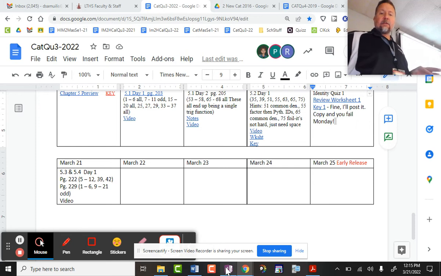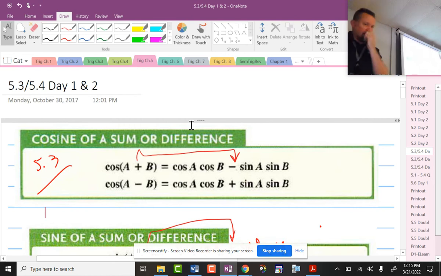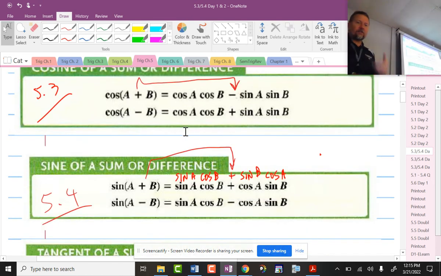Communism, so I can do what I want. All right. So here's our sum and difference formula. Sorry for just starting the video now, and I already just went through that.